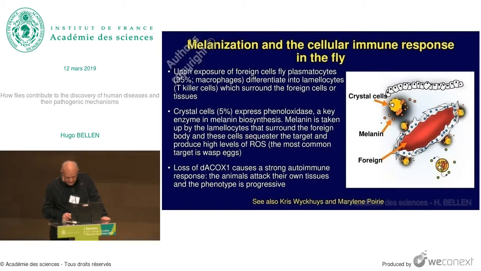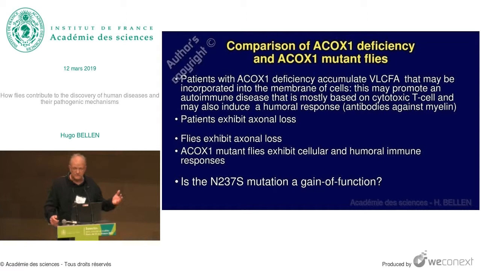And this is essentially what's happening in patients. So if we look at the loss of function in patients, we see that the kids have a very severe denervation. They lose up to 80 and 90% of the axons in the peripheral nervous system. They build an immune system, which is actually quite similar to what happens in multiple sclerosis. And we see the same thing in flies. So we're confident that we developed a good model for testing this mutation that was found in the patient.